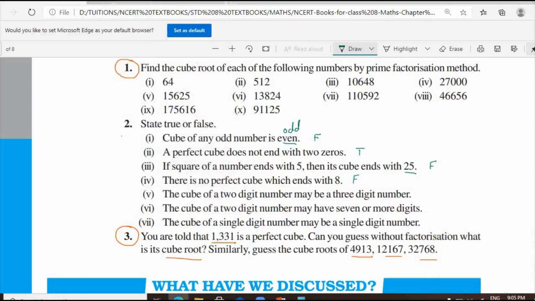Oh, false. Because 2 cube ends in 8, right? 12 cube will end in 8. 22 cube will end in 8. If the number ends in 2, its cube will end in 8.